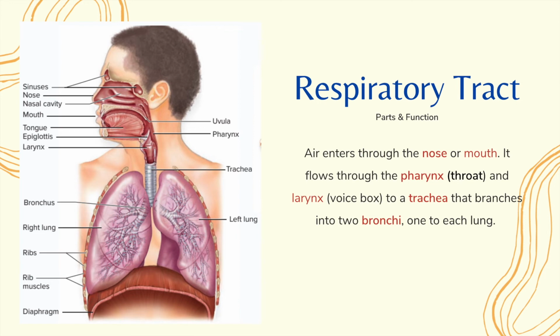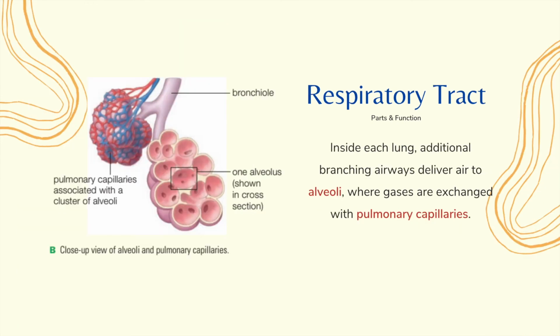The bronchi branch finely and repeatedly, extending into what we call bronchioles. Blood vessels called pulmonary capillaries wrap around the alveoli where gas exchange occurs. Oxygen and carbon dioxide diffuse through the thin walls of the alveoli and the neighboring capillaries.